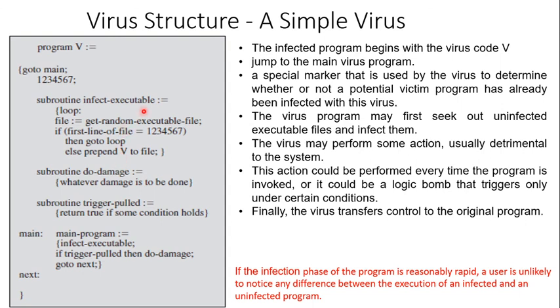How will infection happen? If the file is already infected, you don't have to infect it again. How do you find out whether it is already infected or not? If the first line is the same as your virus code, then it is already infected. If not, you infect. That's prepending.